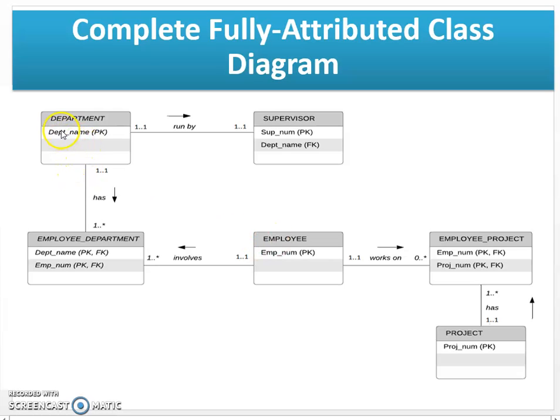So in order for you to interpret this, a department is run by one supervisor. A supervisor can only run one department at a time. So one can ask yourself, why do we have department name as a foreign key? Remember, a foreign key is used to link two tables. So even if you have a one-to-one relationship on both sides, we need to look at which side of the class is expected to have more than one occurrence. In this case, the department and the supervisor.